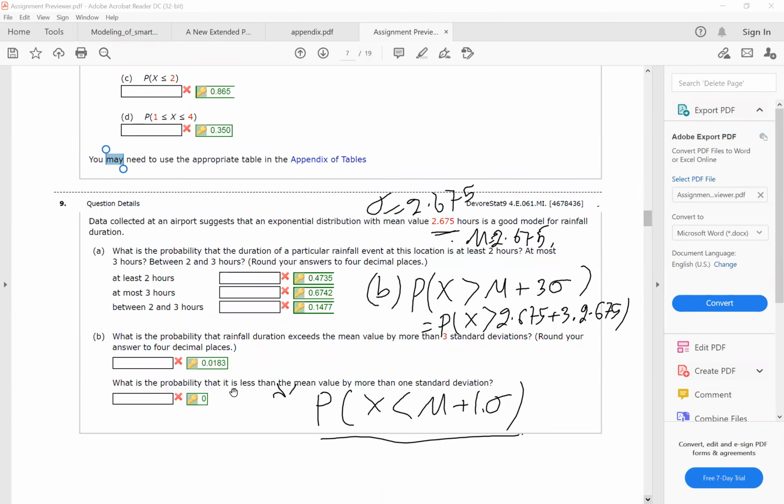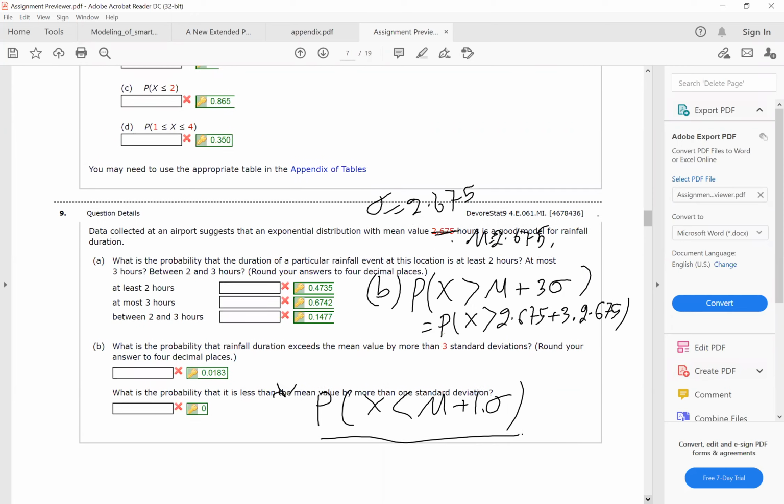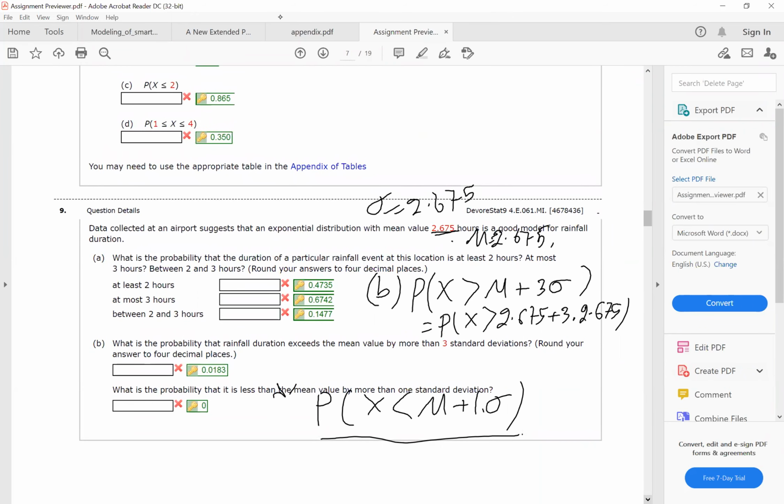Actually, what is the probability that it is less than the mean value by more than one standard deviation? Okay, it is not mu plus, actually. It should be mu minus sigma, mu minus 1 times sigma, because it says less than the mean value. So x is less than mu minus sigma, not mu plus sigma. Do you have any questions?